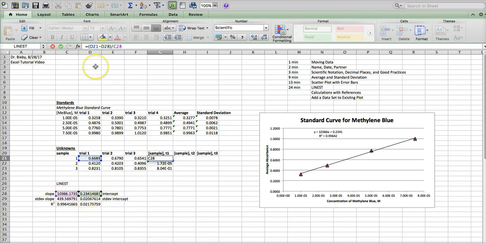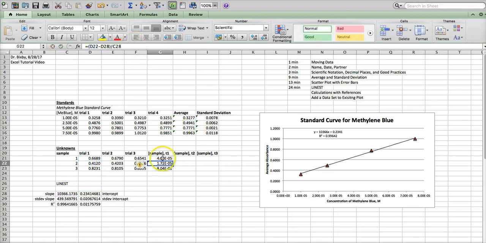Okay, and so to fix those, it's the purple one and the green one. I'm going to add a $ in front of D and in front of 28. I'm going to add a $ in front of C and a $ in front of 28. And what that tells Excel is fix that. Keep D constant, keep 28 constant. Keep C constant, keep 28 constant.